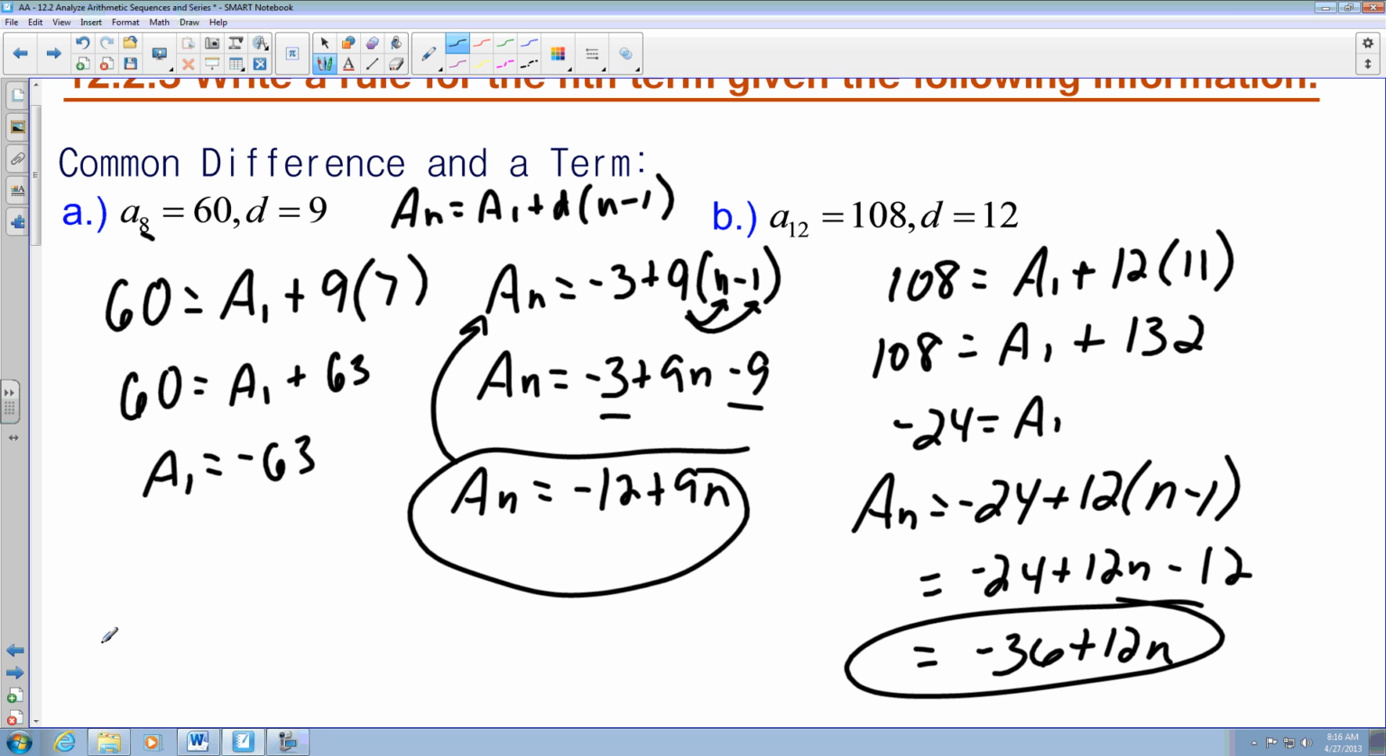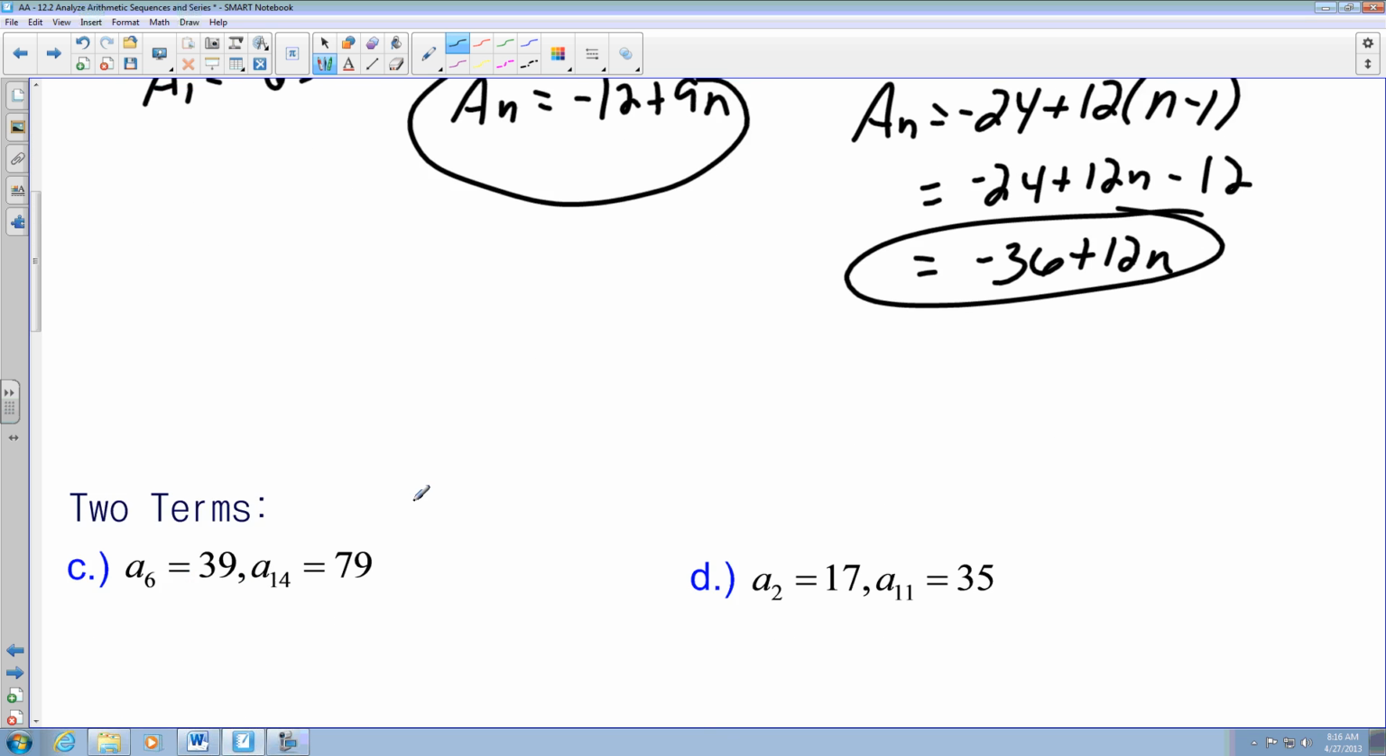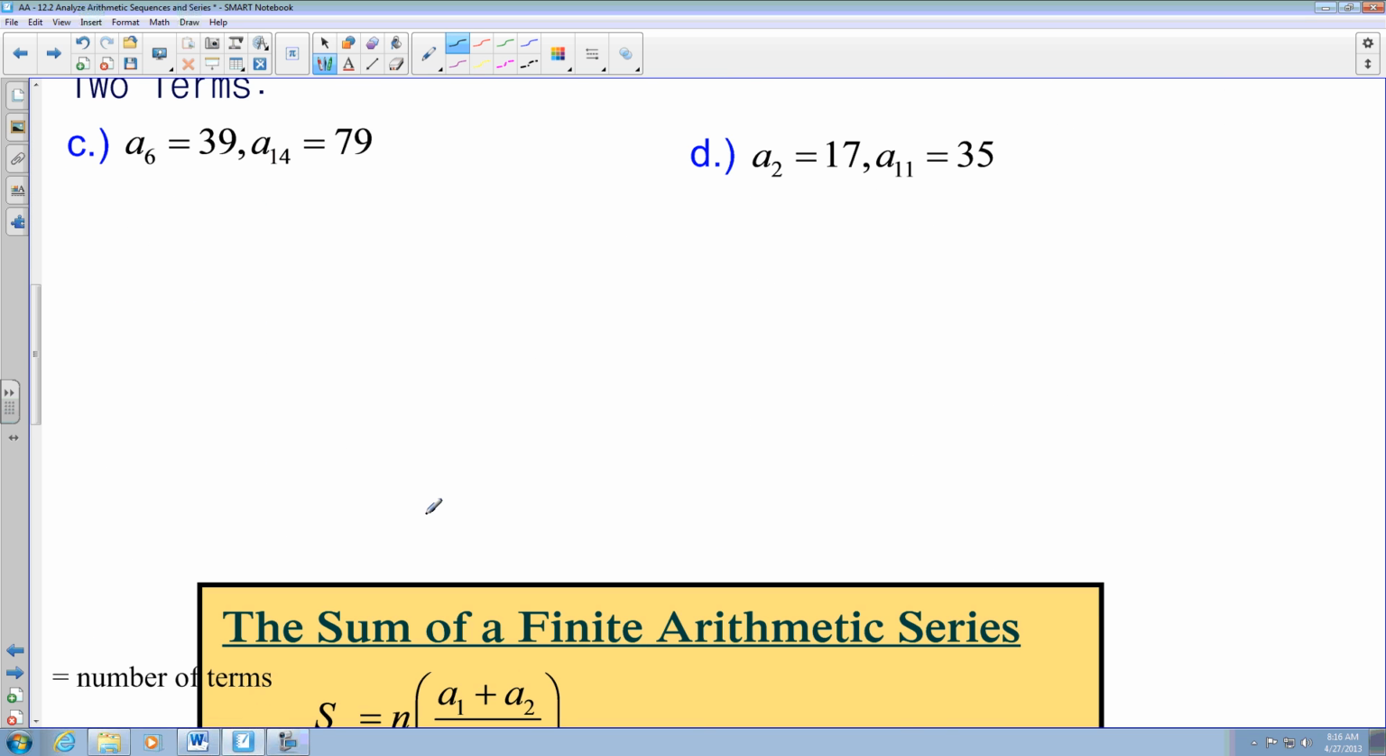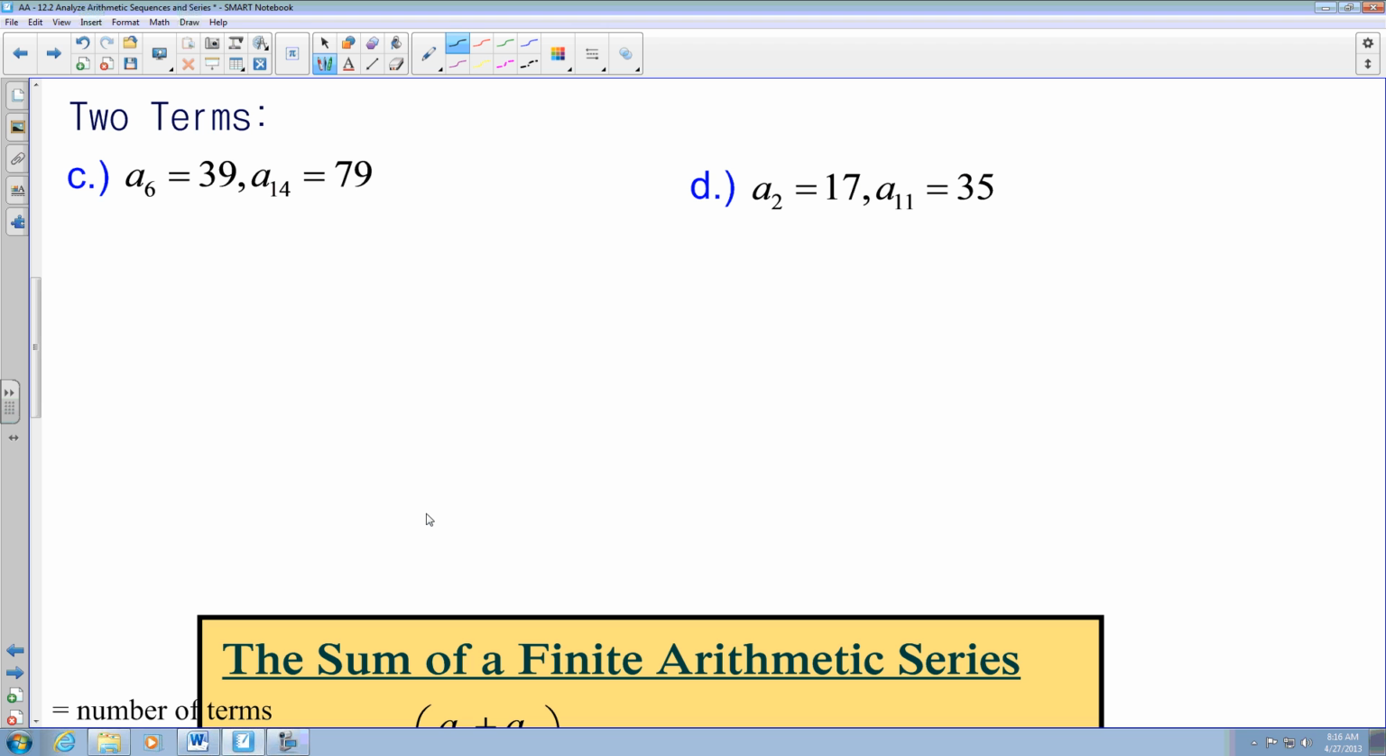Okay. Let's look at some others. We have this one here, where we have to solve for two terms. They give us a sub 6, and then they give us a sub 14. So what they don't give us is what a sub 1 is, and they don't tell us what the common difference is. So what we have to do now is put it into almost like a system of linear equations problem with our general equation.